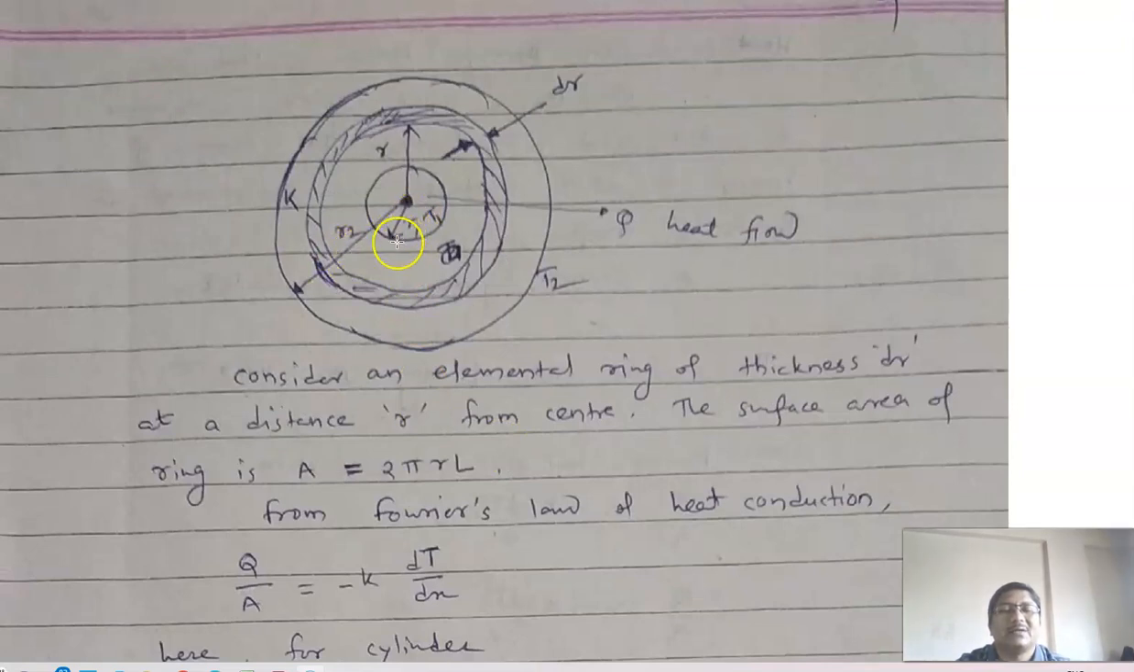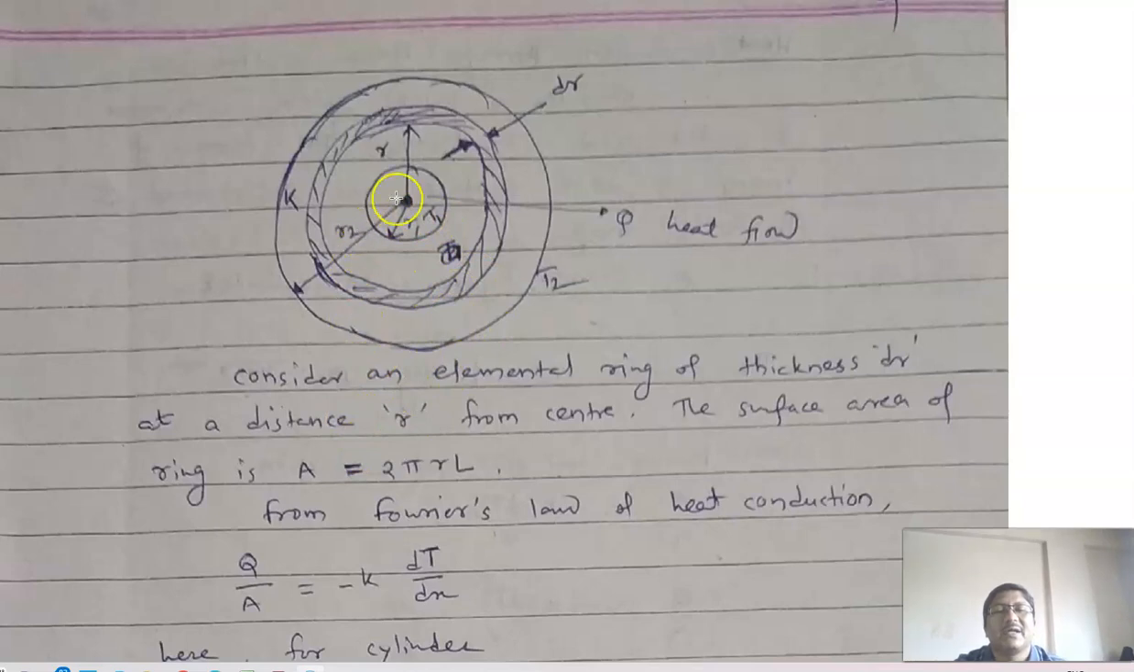R1 is the radius of the inner cylinder, R2 is the radius of the outer cylinder. T1 is the inside temperature, T2 is the outside temperature. So for integration, consider an elemental ring of thickness dr at a distance r from the center.